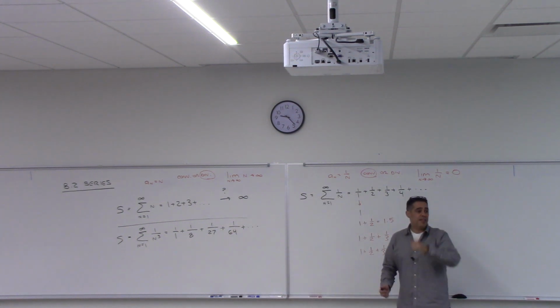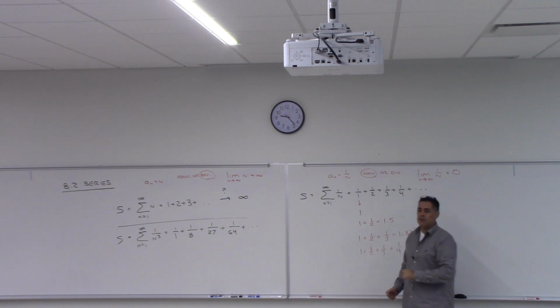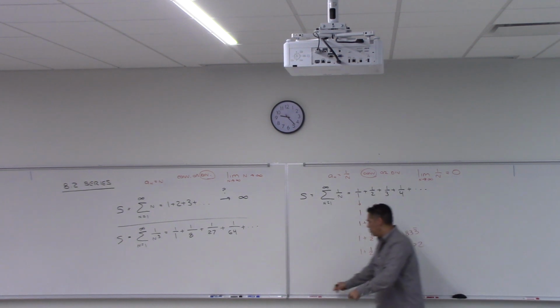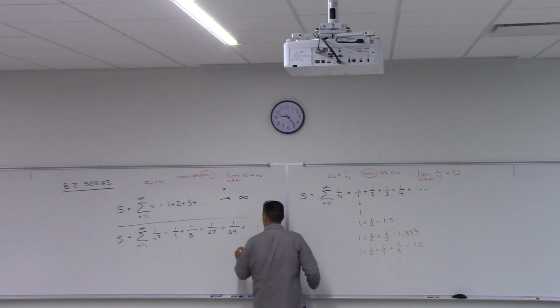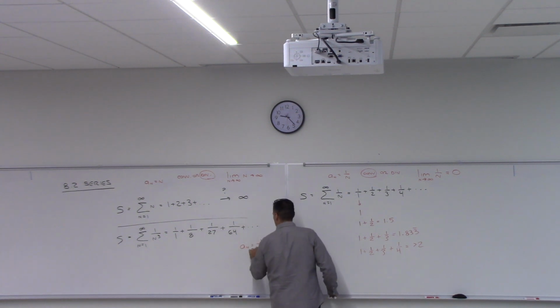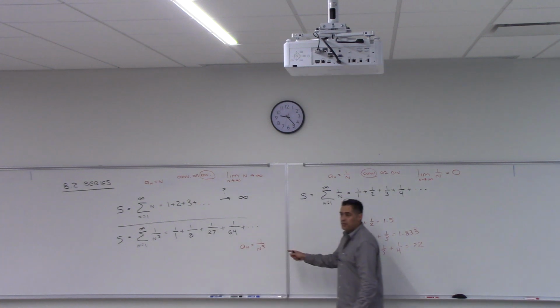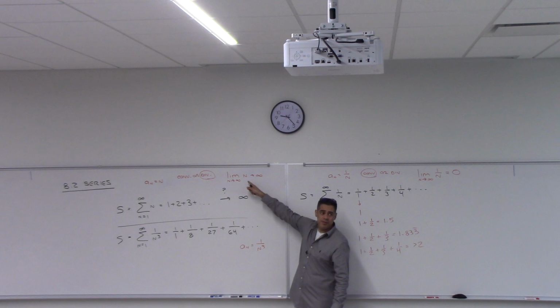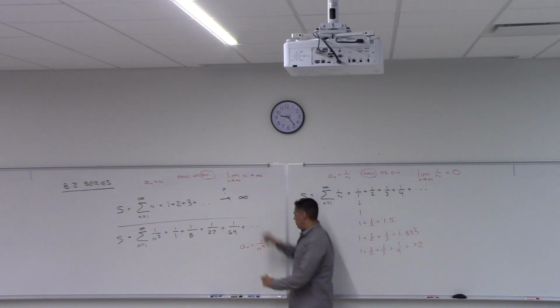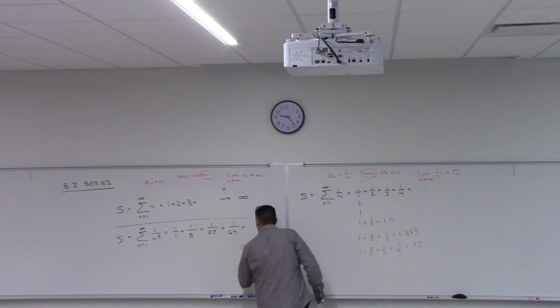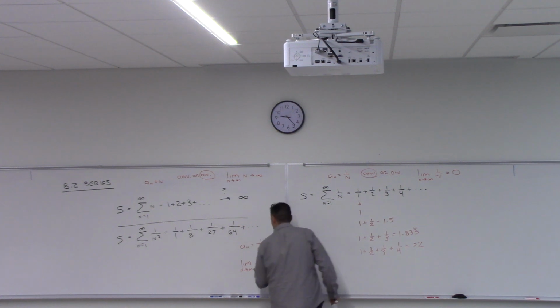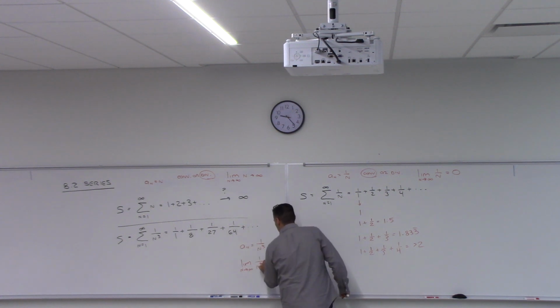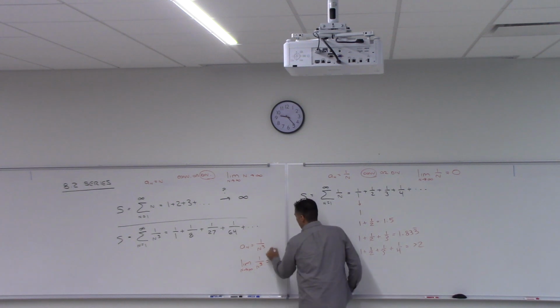Tell me about the sequence first. Does the sequence converge or diverge? So what's the sequence? a sub n is 1 over n cubed. Does that sequence converge or diverge? It converges to 0, right? If I take the limit as n goes to infinity of 1 over n cubed, this goes to 0. So it converges, right?